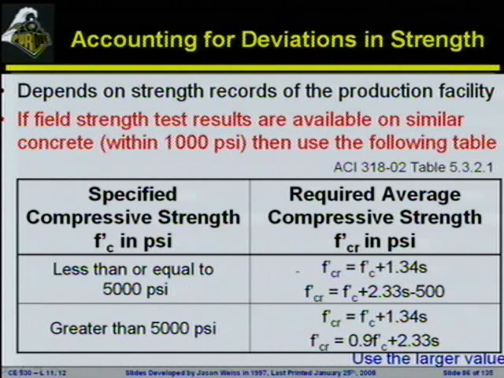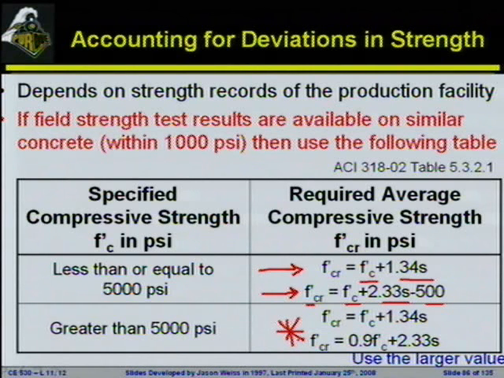And now you've got a few different rules where you're going to be able to say my required compressive strength is going to be determined from these two equations down here. It's the specified compressive strength plus 1.34 times the standard deviation, or the specified compressive strength plus 2.33 times the standard deviation minus 500. I'm going to use the larger of those two values as my required compressive strength. Greater than 5,000 psi, we're going to move to a slightly different equation, and we're going to start to use this.